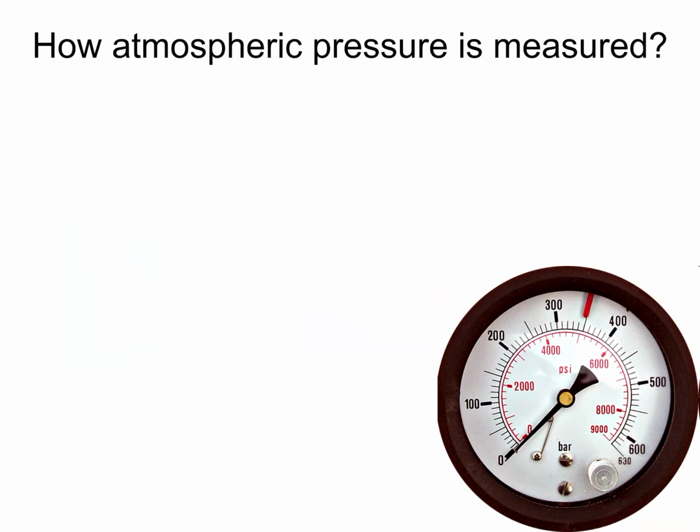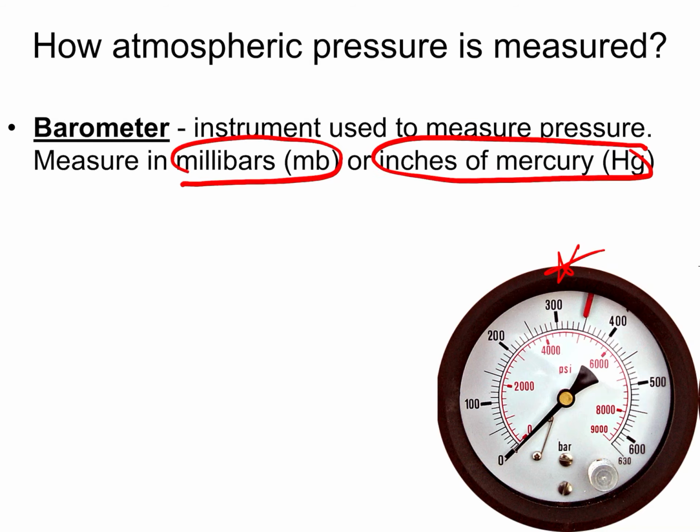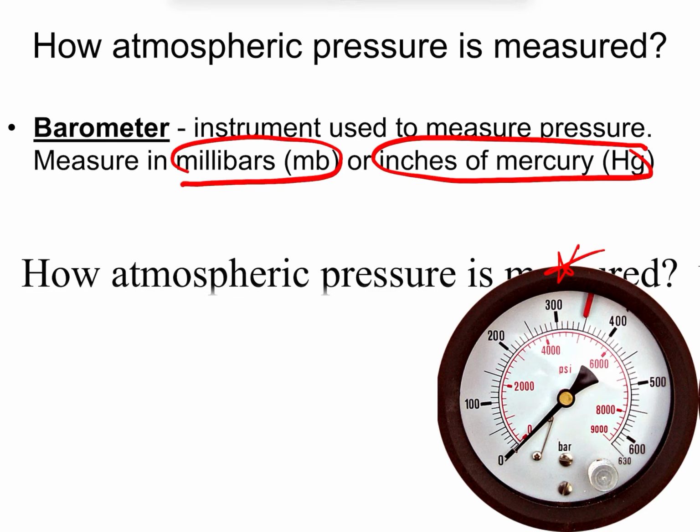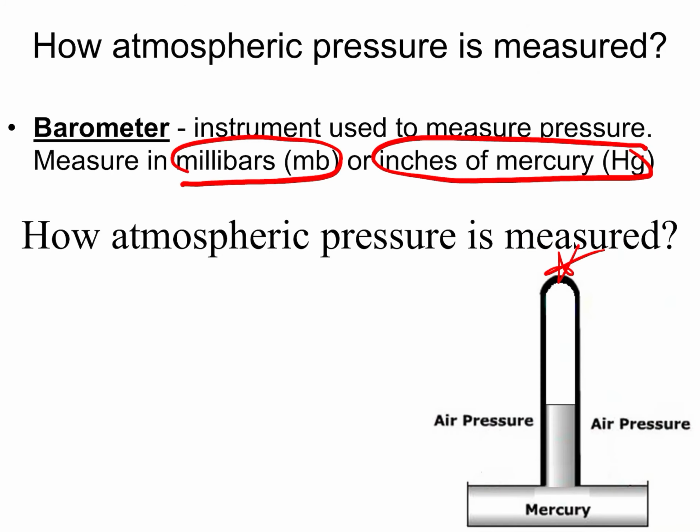Okay? All right. So how do we measure it? What is this tool called? That is called a barometer. All right, barometer. And as you already saw on page 13, you can use that in millibars or inches of mercury. And in your reference table, you have that converter that you can use. All right, how atmospheric pressure is measured. Take a look. The more the pressure pushes down on this platform, it's going to push this mercury up.